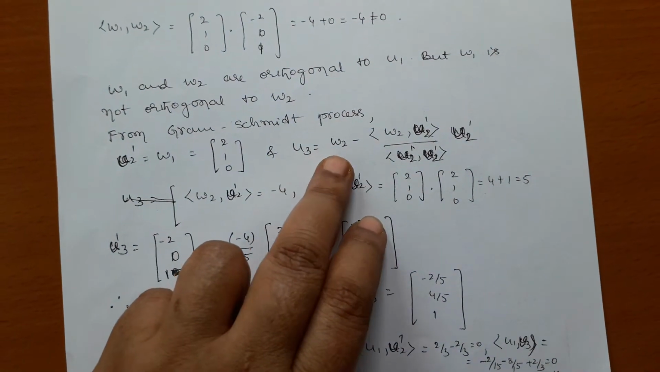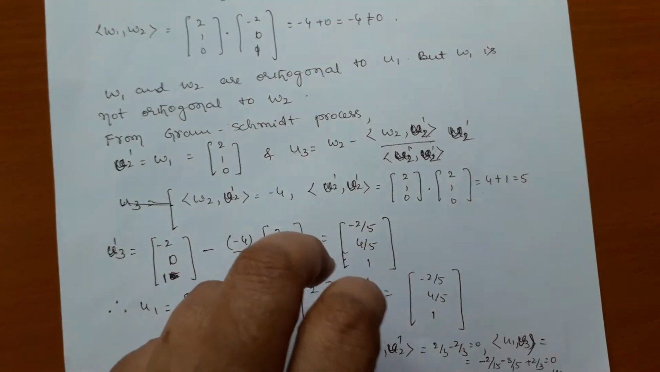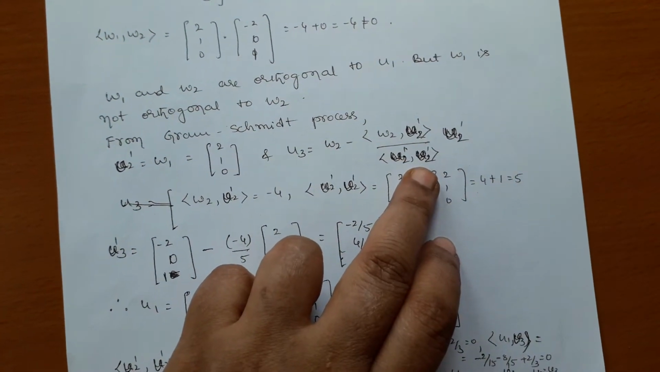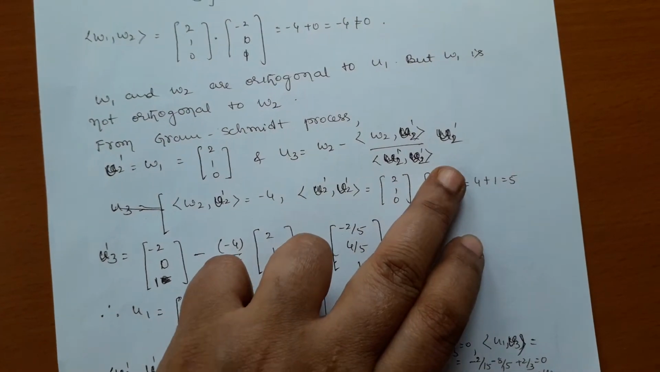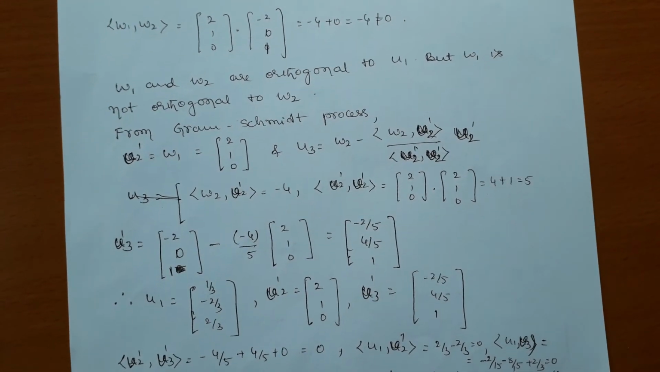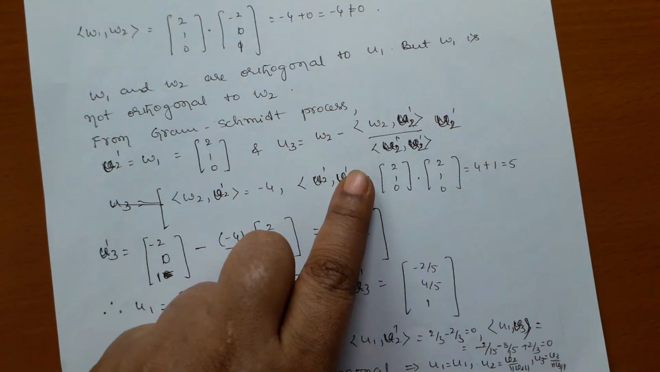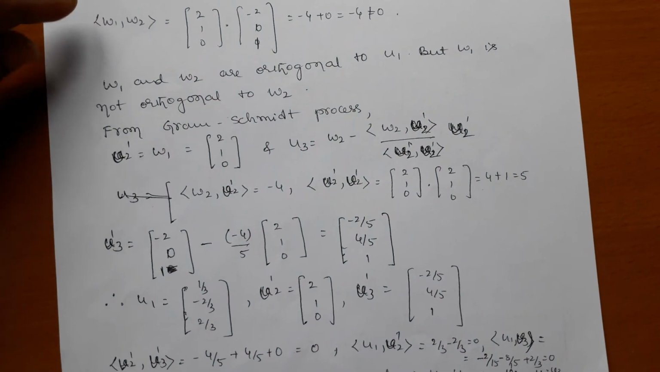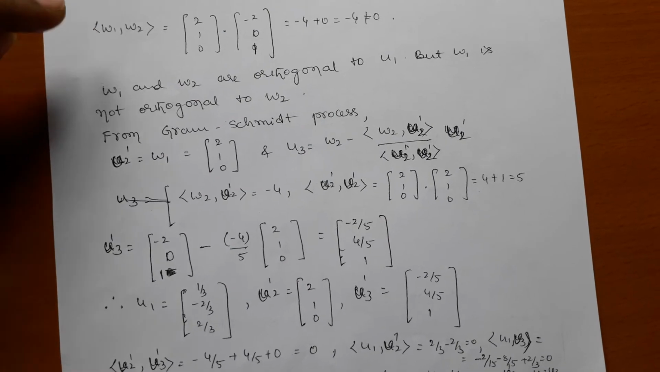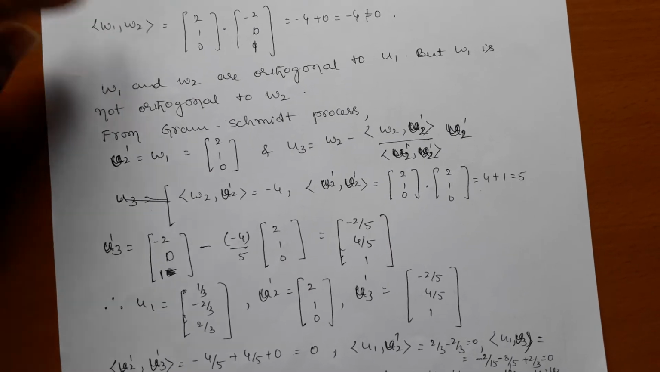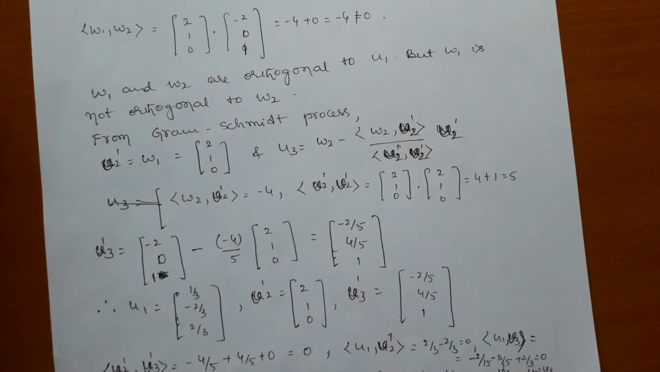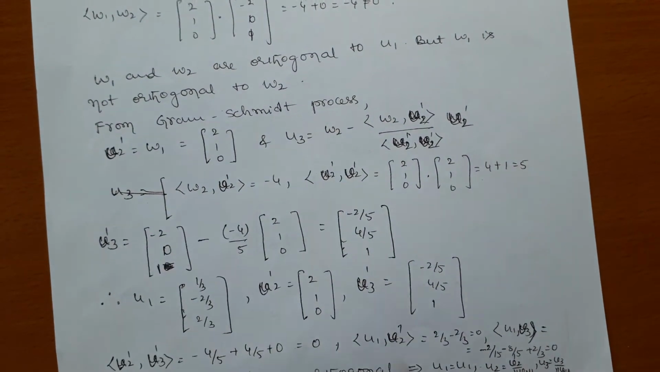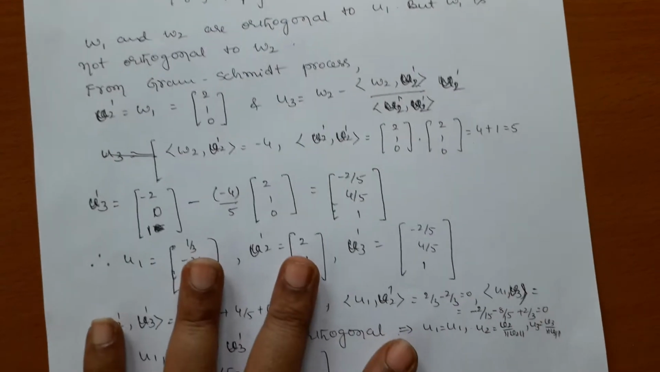What is my U3? U3 is nothing but W2 minus the inner product of W2 and V2 prime divided by V2 prime V2 prime, times V2 prime. Please try to understand how we get this point. We are finding an orthogonal vector based on W1, W2. We fix W1 as an initial value and find W2 based on W1. That's why I took V2 prime, V3 prime like that.